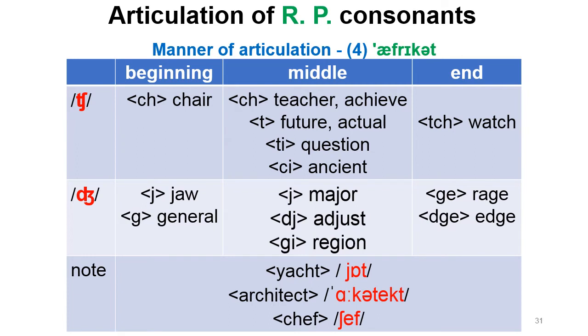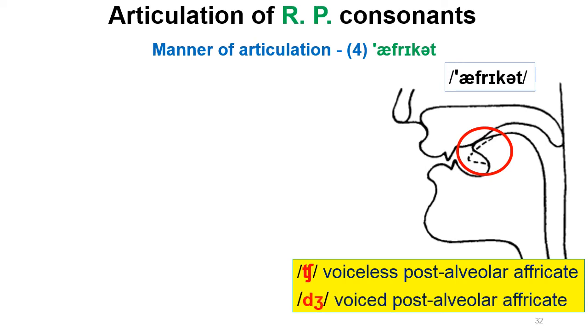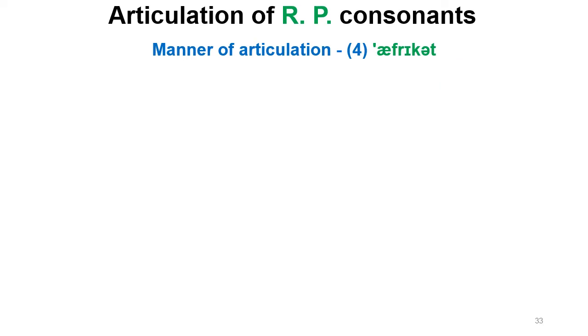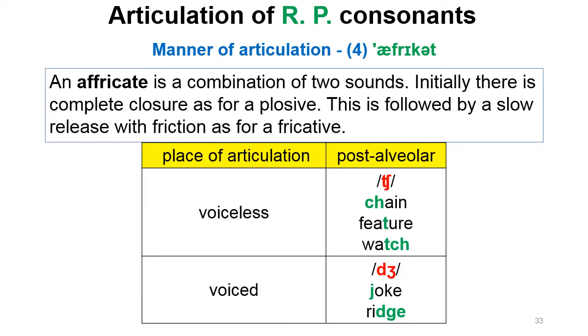Here's how we spell ch and j at the beginning of a word, in the middle, and at the end. To produce an affricate, we block the air completely, and then we make a very narrow opening so the air escapes with some friction, and we get affricates. We have two affricates in English, which are post-alveolar ch and j. Ch is voiceless, and j is voiced. An affricate, then, is a combination of a plosive followed by a fricative. Here are our two post-alveolar affricates in English, ch and j.